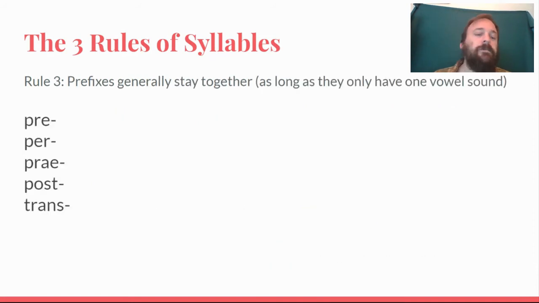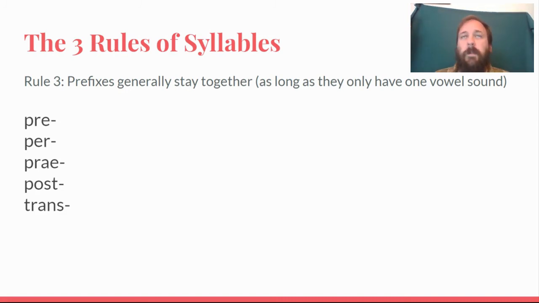Rule number 3: prefixes generally stay together as long as they only have one vowel sound. These are prefixes like pre, per, pri, post, and trans. Right, so we see, especially in this last one, we have an S. You don't split that up.